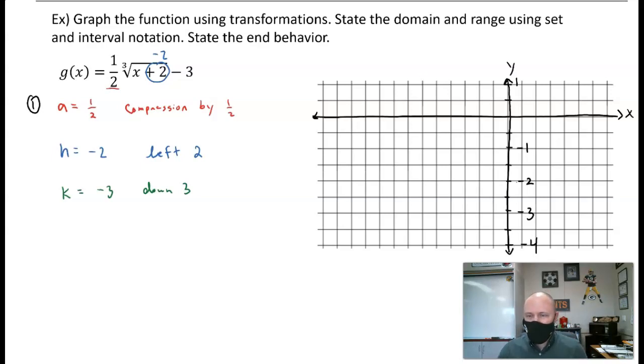Okay, so I have my x and my y-axis, so let's go ahead and transform our anchor point. Okay, I'm going to go left 2, down 3 for my anchor point. So 0, 0, I'm going left 2, 1, 2, down 3. Okay, again, I'll use my cursor here. So left 1, 2, down 3. So there's my anchor point.